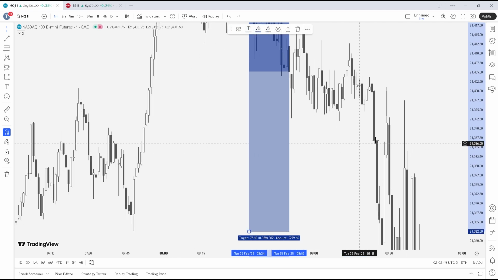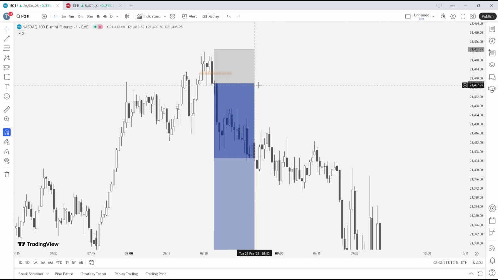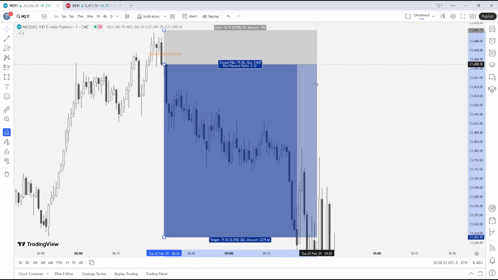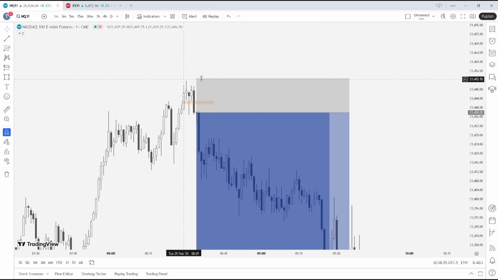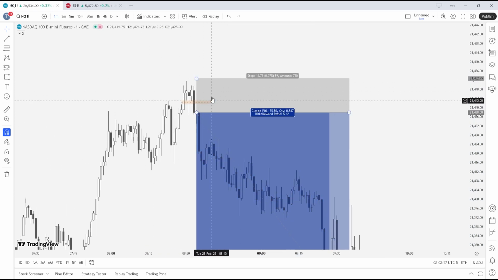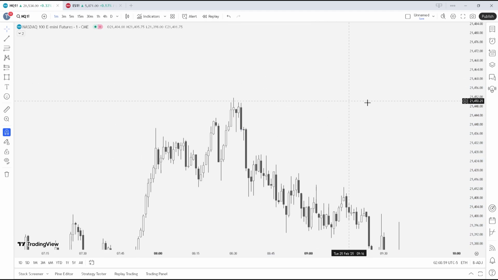But this wouldn't be a very high probability trade just because there isn't enough confirmation. Like you could just target all the way down here. And I mean, it would have worked, but that's just in hindsight, and taking this kind of trade, it's a low probability trade. It doesn't work out most of the time.